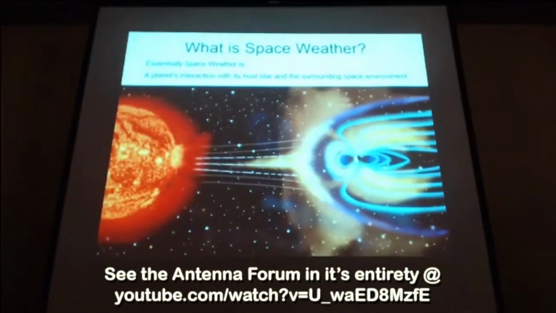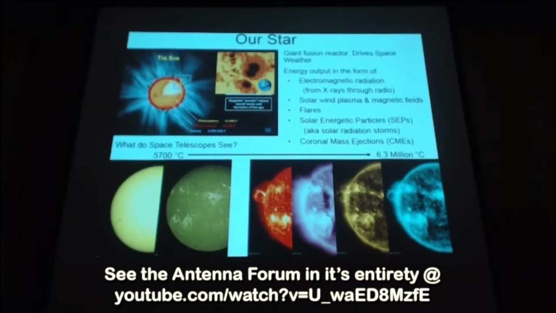What is space weather? Well, essentially, space weather is a planet's interaction with its host star and the surrounding space environment. So let's get into what the star, our star, is. It's basically a giant fusion reactor that drives all of space weather. And because it's a big fusion reactor, we have energy output that comes in all kinds of forms.